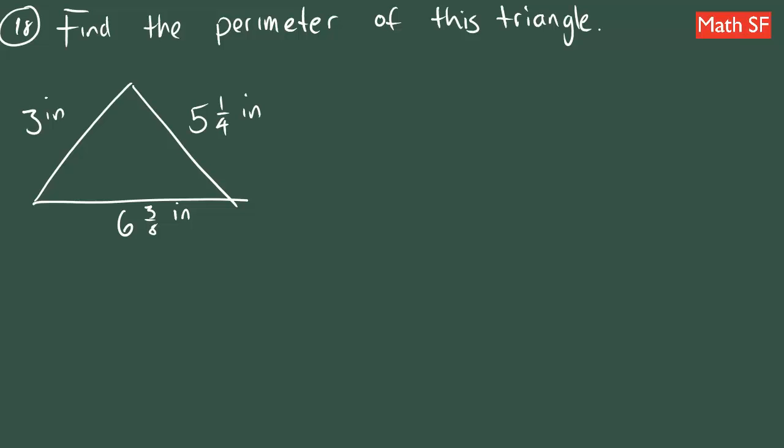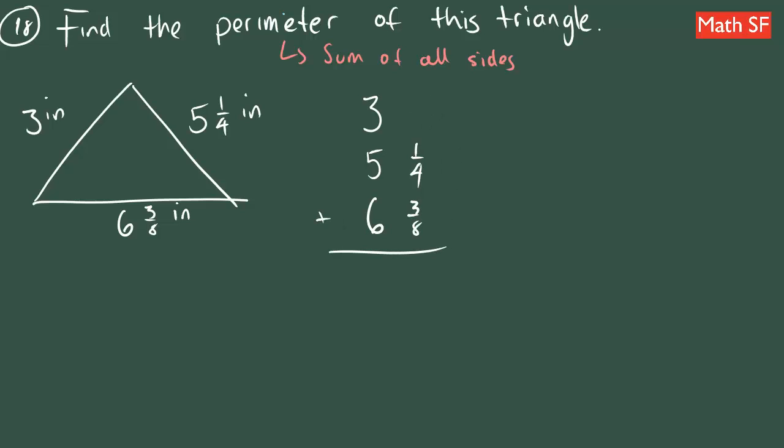So problem 18, they're asking you to find the perimeter of this triangle. Once again, what is the perimeter? The perimeter is the sum of all the sides of any geometric figure. So we have to add them up. Let's align this vertically. Let's write this 3, 5 and 1/4, and 6 and 3/8.